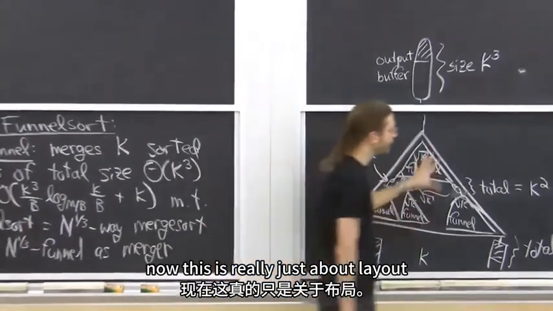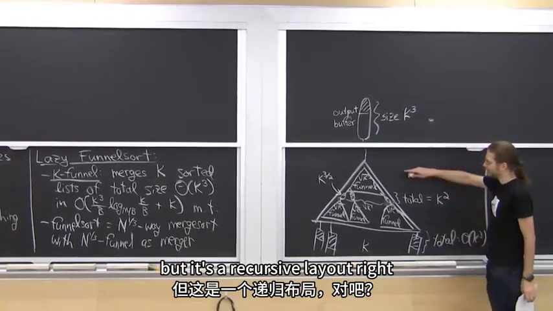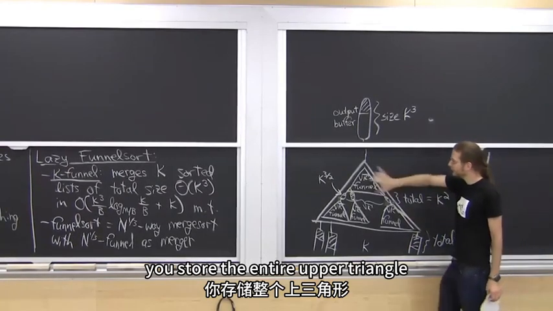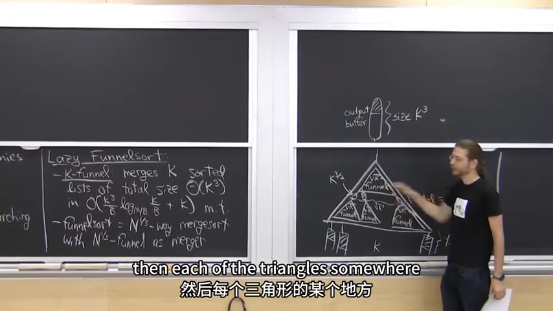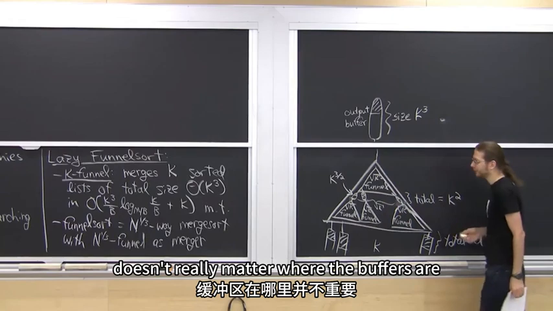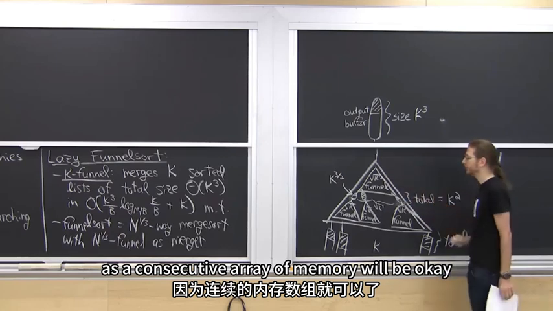Now this is really just about layout. I haven't told you what the actual algorithm is yet. But it's a recursive layout, right? You store the entire upper triangle, then each of the triangles, somewhere you put the buffers. Doesn't really matter where the buffers are, as long as each triangle is stored as a consecutive array of memory, we'll be okay.